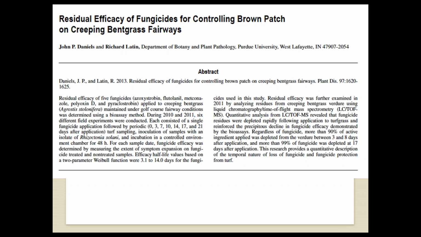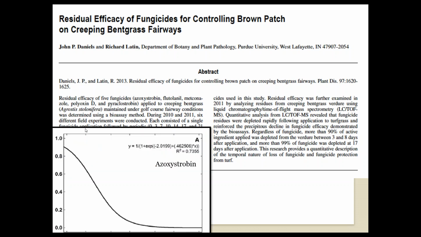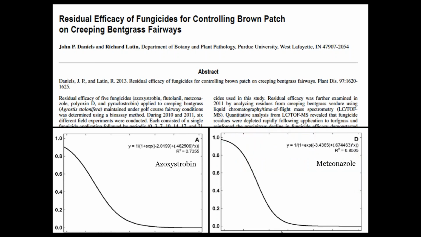So Dr. Lattin measured the concentration of both of those fungicides over time. And here with azoxystrobin, the bottom here is cut off a little bit, but we still get the gist. Azoxystrobin right here is about the 10-day mark on this slide. So there is basically no more azoxystrobin left in the system after about 10 days. But we still get brown patch control for 28 days. Let's look at metconazole. Again, here's the 10-day mark. After 10 days after application, we're down to about 0 fungicide left.